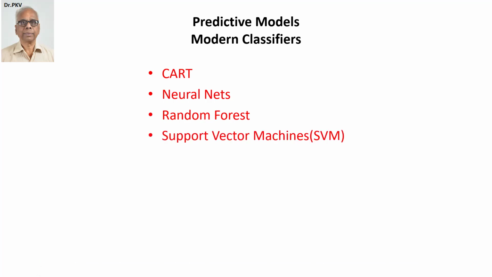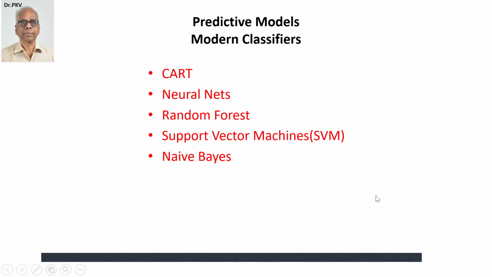Then support vector machines. This is the beauty. Support vector machine is somewhat similar to discriminant analysis, based on a scoring model. We will see the details later in another video. Then naive Bayes is another method which is based on Bayesian probability analysis.